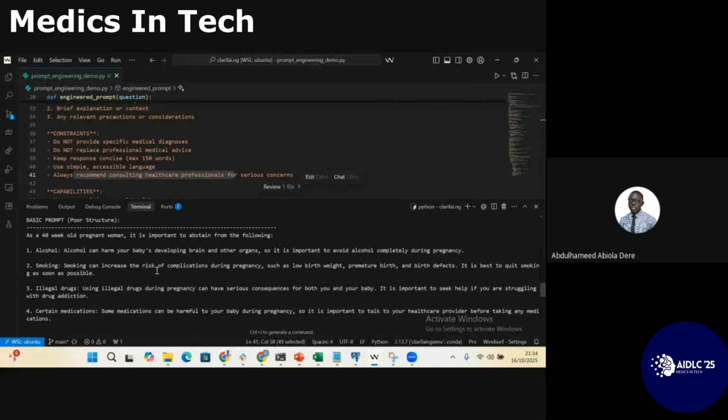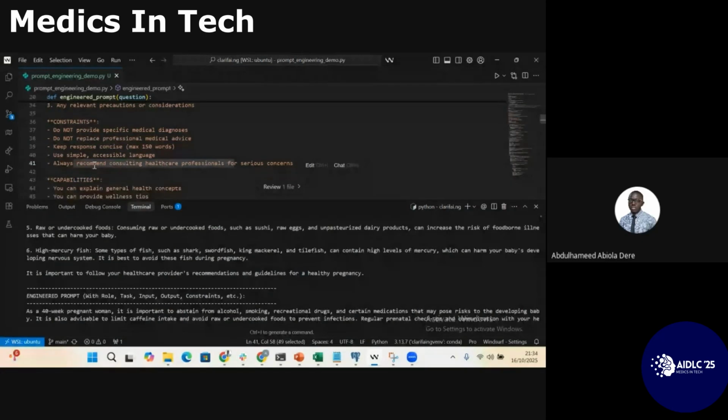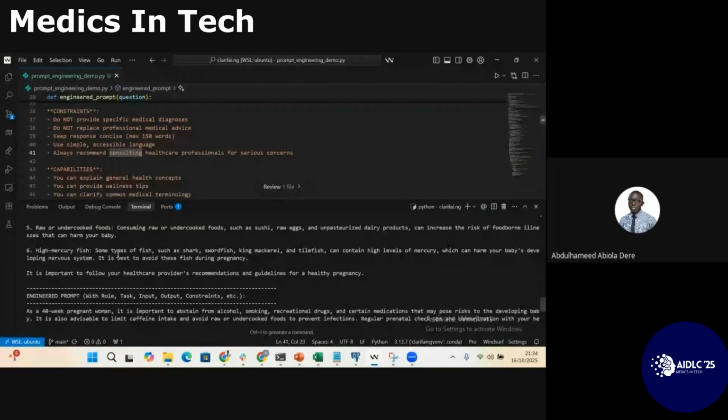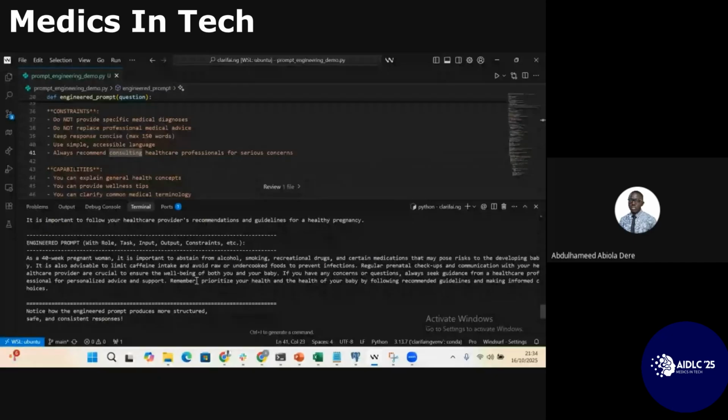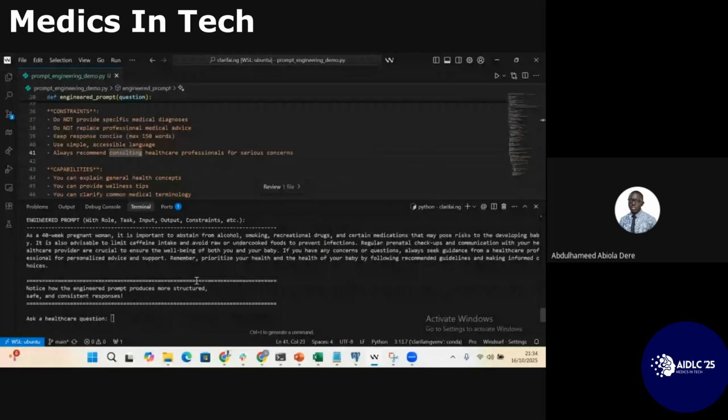nothing about regular checkup. The only answer he gave was to abstain from this, but even that, regular prenatal checkups and communication with the healthcare provider is crucial, and then it's able to do that. So basically, I just wanted to show you how a pre-prompted LLM works as different to your ChatGPT and things like that.